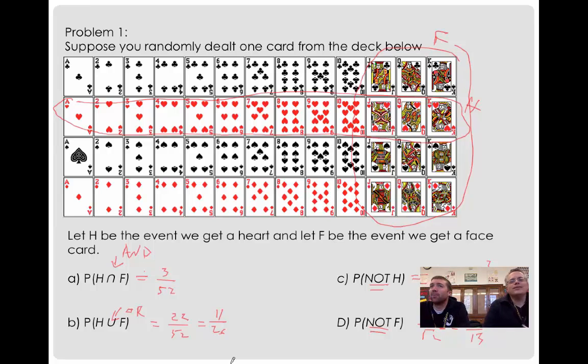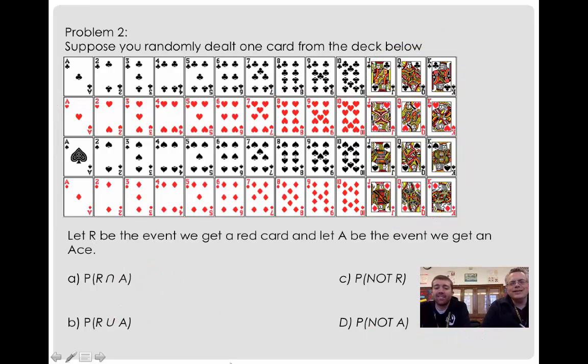Okay. All right, Mr. Lewis. What's next? Let's try this again. Same random phenomenon, we're dealing one card from a deck of cards, but we picked 2 different events. What do we got? So we have a red card. And then an ace. Okay, so ace is easy to circle. Those are the aces.